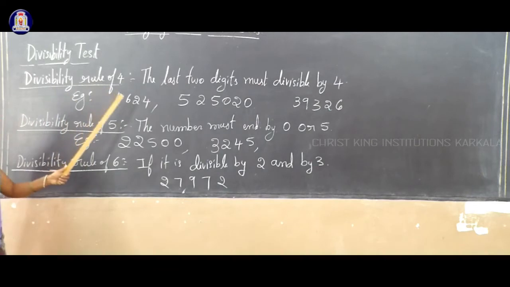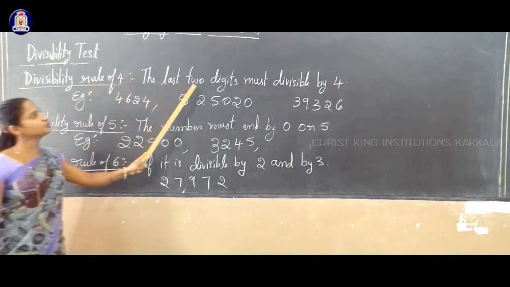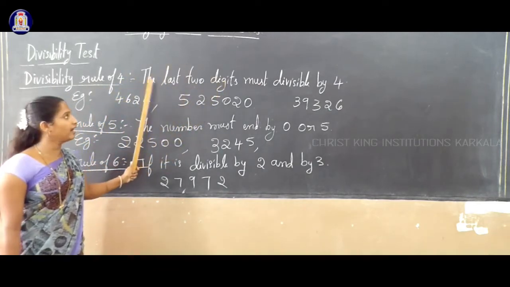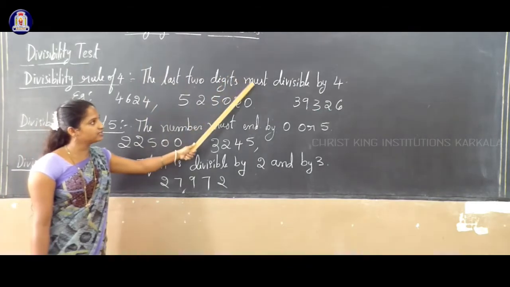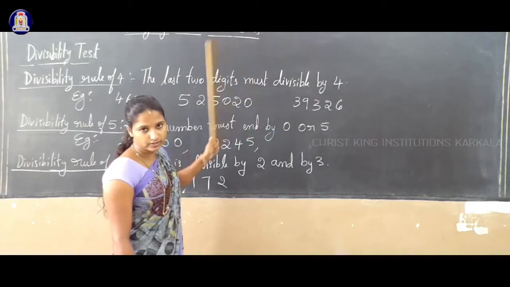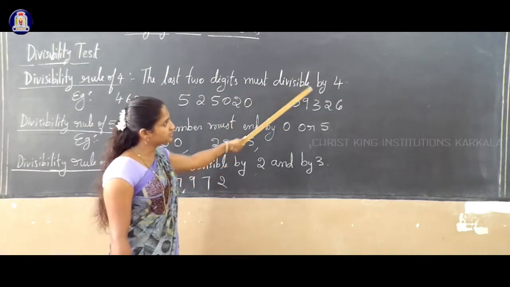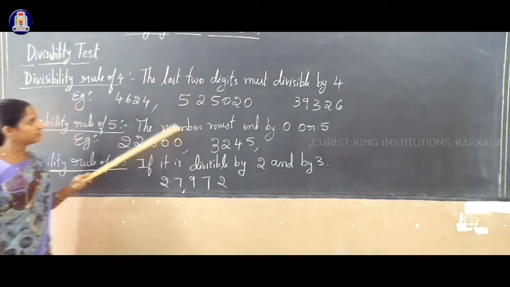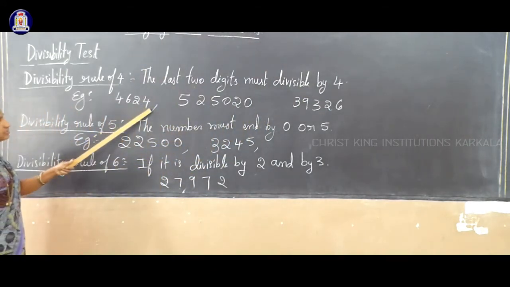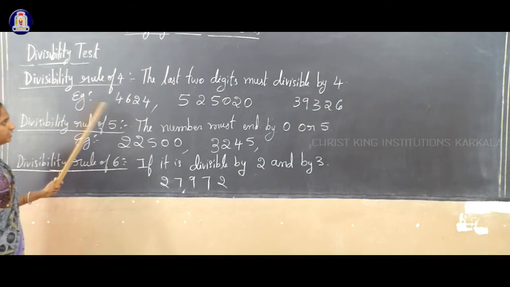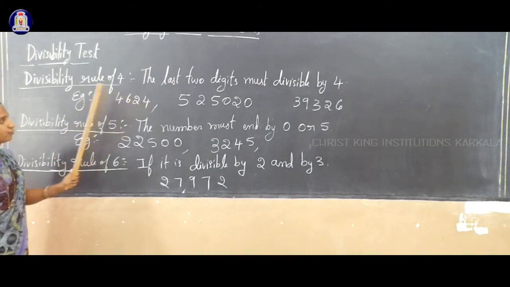Okay, next see the divisibility rule of 4. See here, the last 2 digits must be divisible by 4. If the last 2 digits are divisible by 4, then the number is divisible by 4. For example, here 4624.